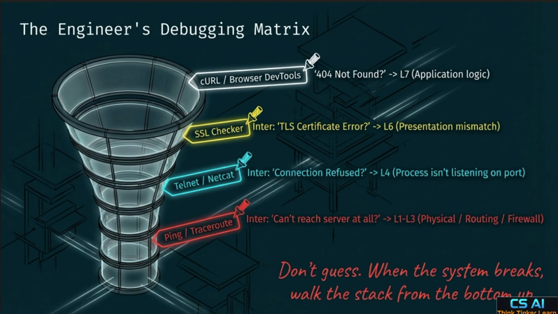Finally, for the engineers in the room, here is the engineering debugging matrix. When things break, don't guess. Walk the stack from the bottom up. If curl says 404 not found, you're dealing with L7, or layer 7, application logic. If your SSL checker reports a certificate error, look at layer 6. Connection refused usually means the process isn't listening on the port, layer 4. If you can't reach the server at all, you're likely looking at physical, routing, or firewall issues in L1 through L3.